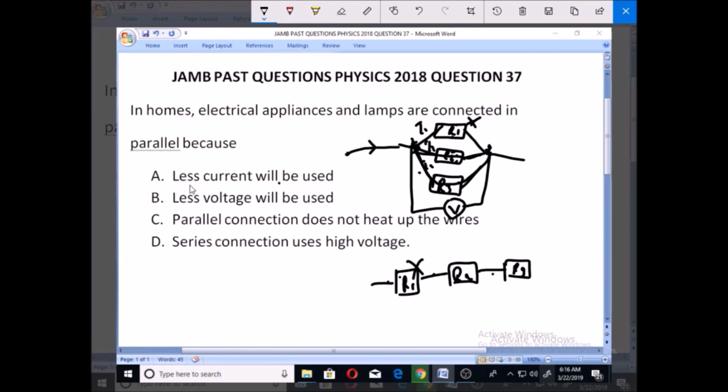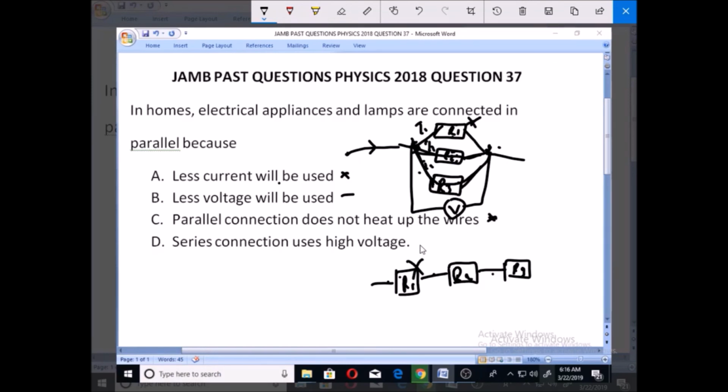But from this option, we're having less current will be used. Is that true? I don't think this is close. Less voltage will be used. Will there actually be less voltage used since the voltage is just the same? Okay, let's be considering this. Parallel connection does not heat up wires. I don't think this is a nice option from our explanation.